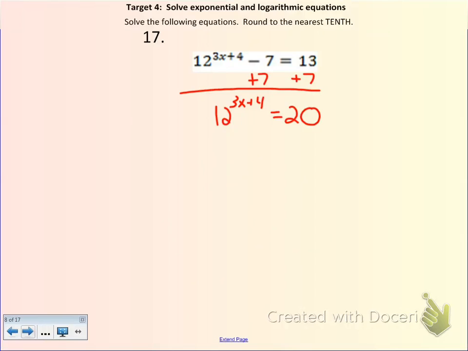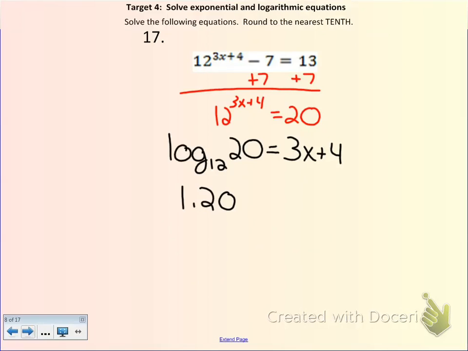And we're in the same predicament as last time. This is in exponential form. We can't go anywhere from here, so we need to turn it into logarithmic form. So log base 12 of 20 equals the exponent of 3x plus 4. We do the change of base theorem again, and we get 1.206 equals 3x plus 4. And now we solve that equation for x. We're going to subtract 4 from both sides.